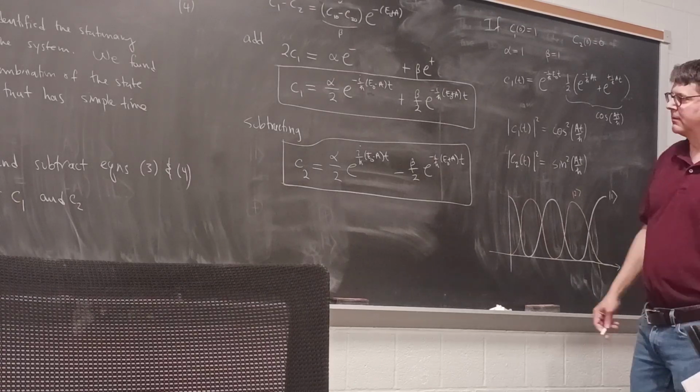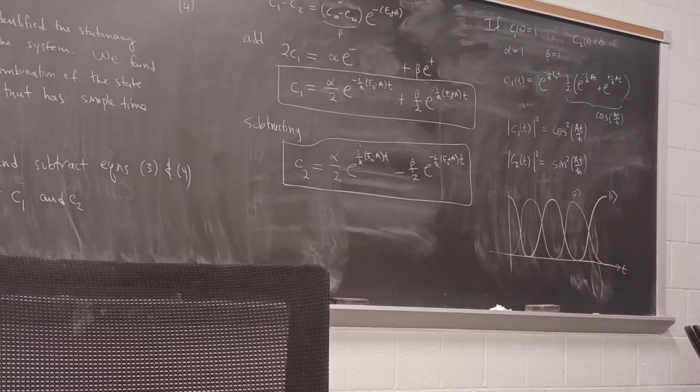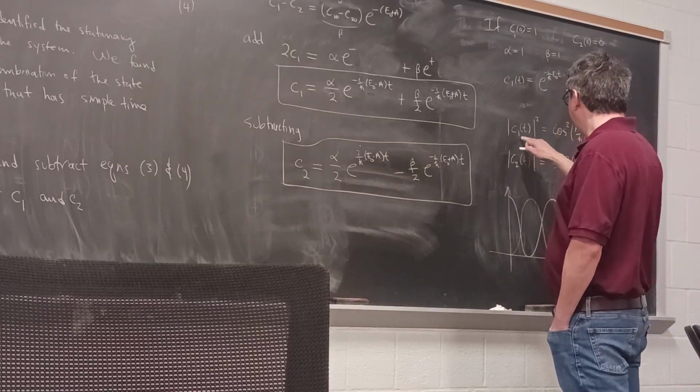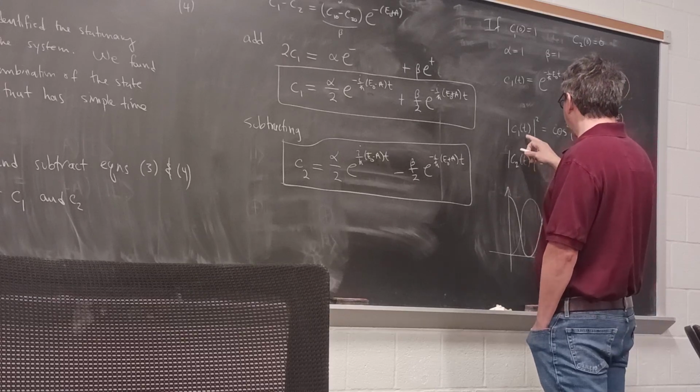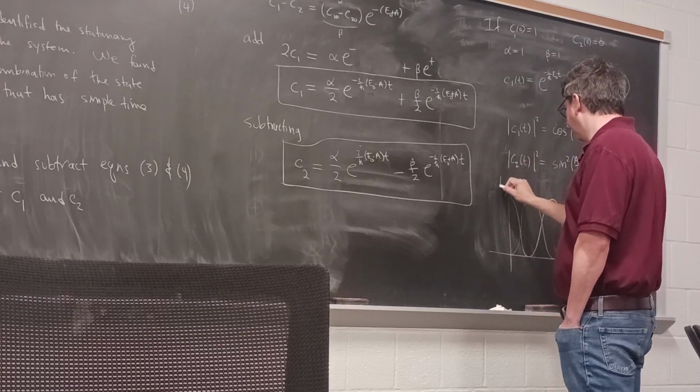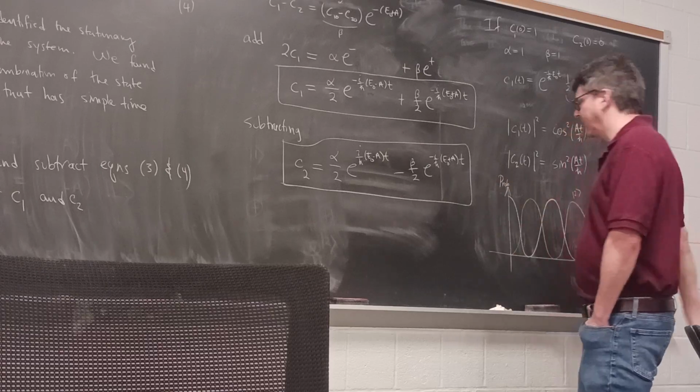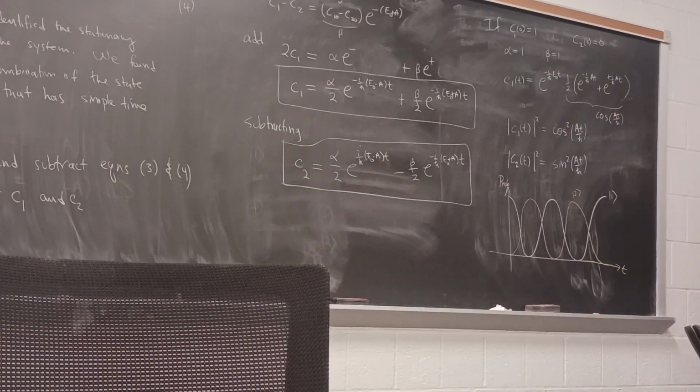Okay. So the y-axis on that plot, yeah, that's the probability, the probability that a measurement would find it in state 1 or state 2. Okay. So that's the difference between a stationary state and a non-stationary state.